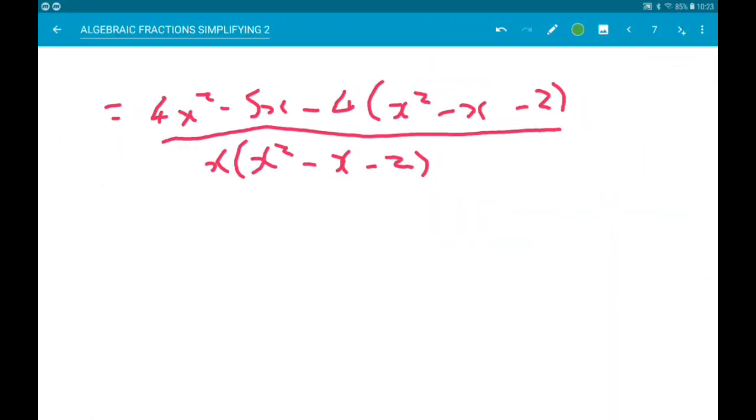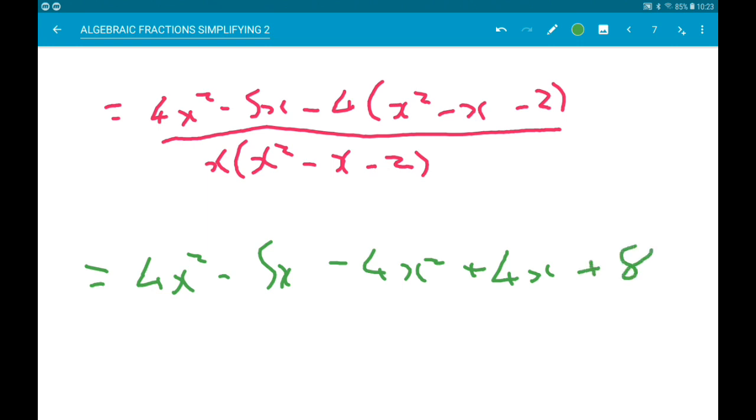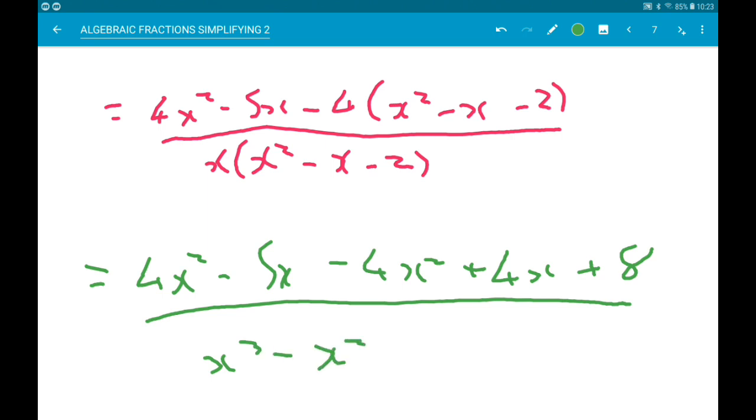Okay, so up on top we have 4x squared minus 5x minus 4x squared, and then it's going to be minus 4 times minus x, so that's plus 4x, and then minus 4 times minus 2 is plus 8, and that is all over x cubed minus x squared minus 2x.